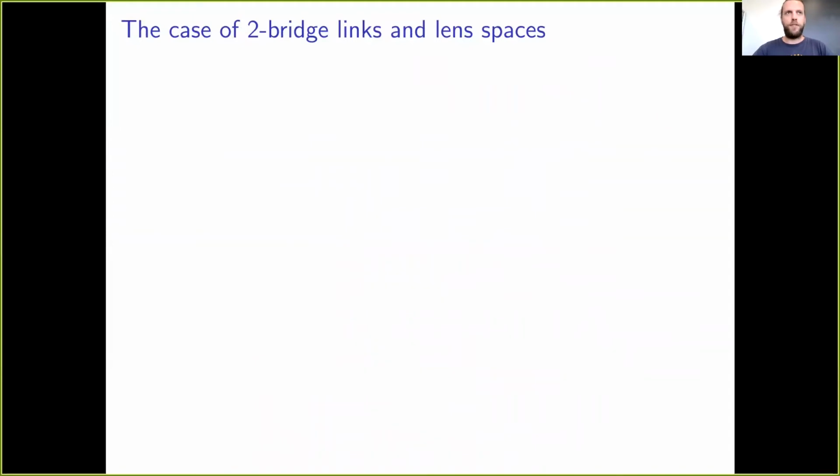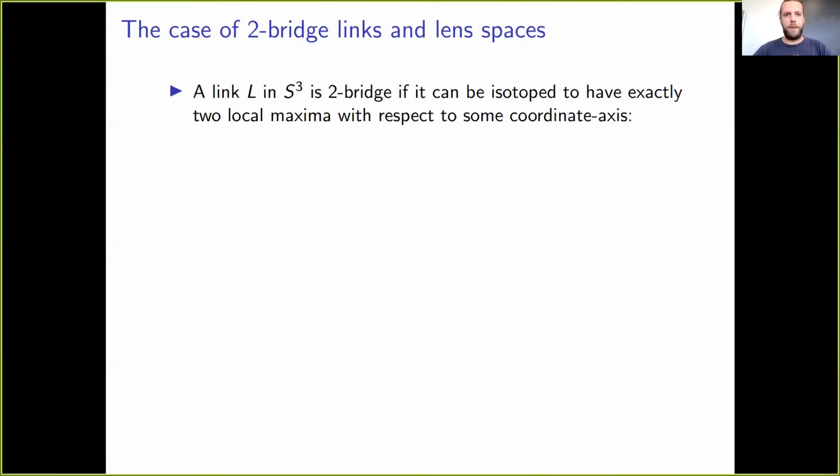While this question of figuring out which links are concordant to each other is probably too broad to ask in general, one can always restrict to certain families of links. In my work, I restrict myself to this family of two-bridge links. So what does it mean to be two-bridge? We say that a link is two-bridge if we can isotope it in such a way that it has exactly two local maxima with respect to some coordinate axis.